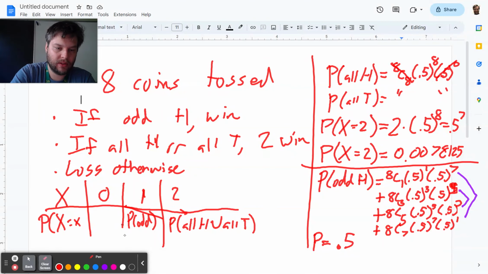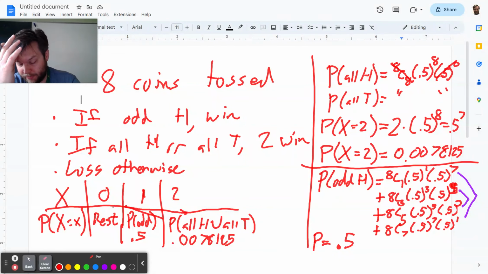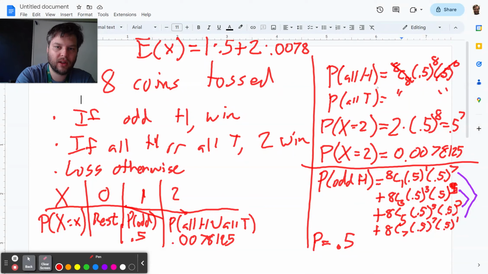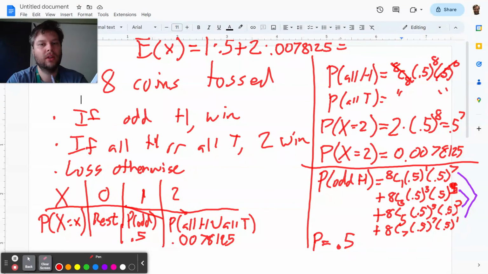Okay, so we know now that the probability here is 0.5. We know here the probability is 0.007812, and the probability that you get 0 is the rest of it. We don't really care about it because the original question asked us what's the expected number of wins. Remember, your expected value means you just take x times the probability of x. So one win with a 0.5 probability plus 2 wins times a 0.007812 probability, that's the expected number of wins: 0.515625.